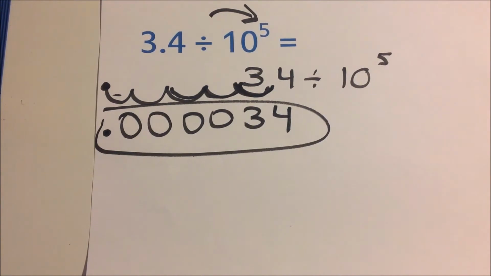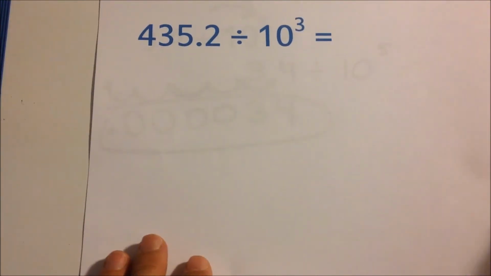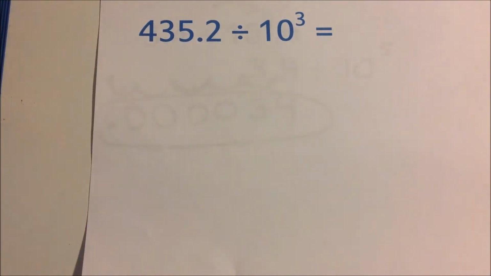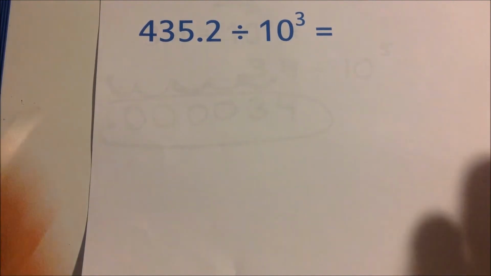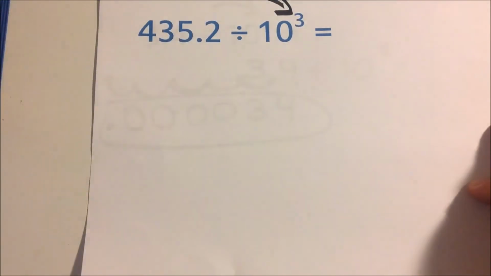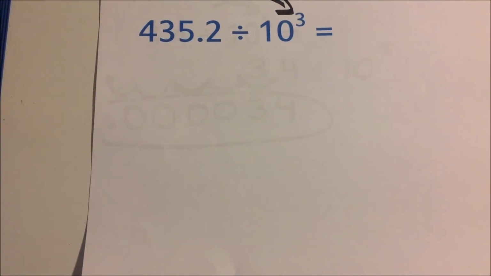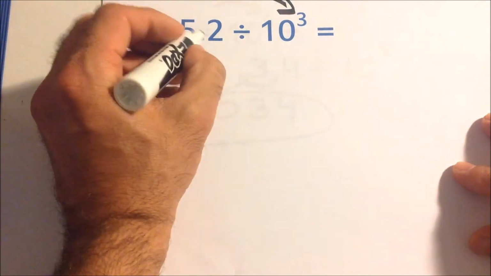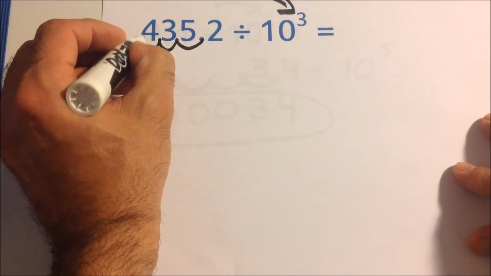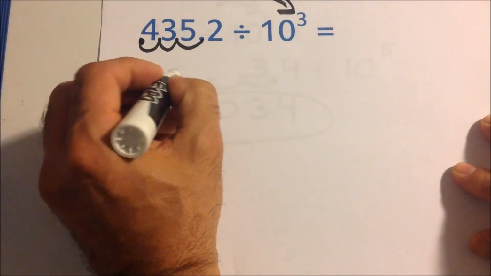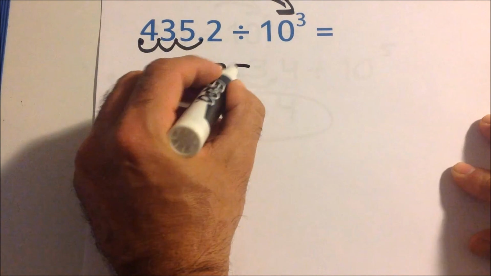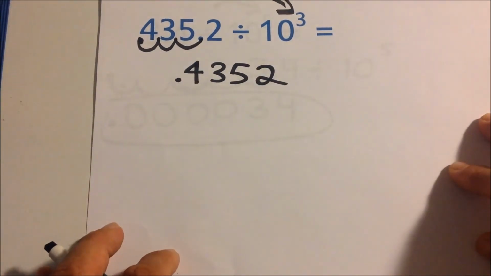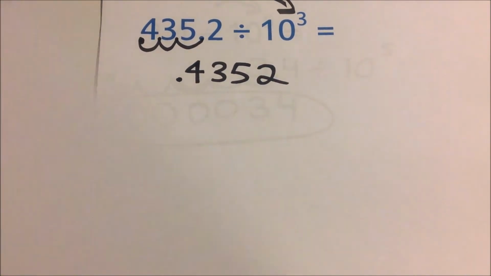Okay? So let's try this one by ourselves. And you should pause the tape. See if you can do this one. Okay, so again, here's the exponent. It's telling us that we should move this 3 times. Where? To the left. Good. Okay, so we got 1, 2, 3. And we'll get 0.4352. That's our answer.